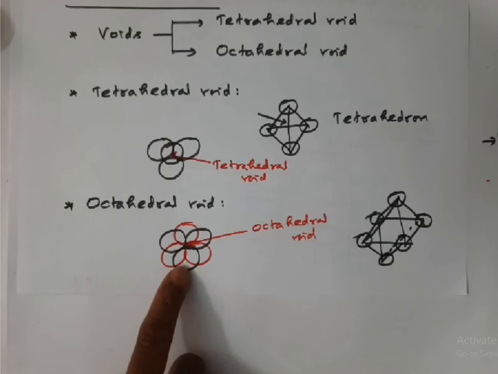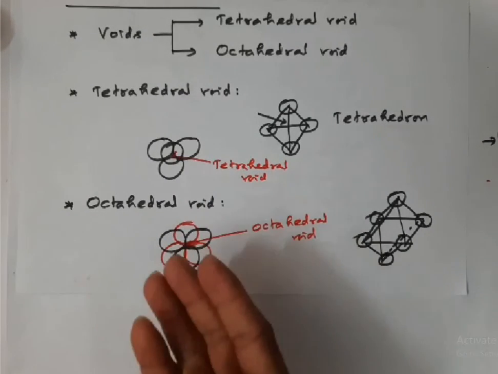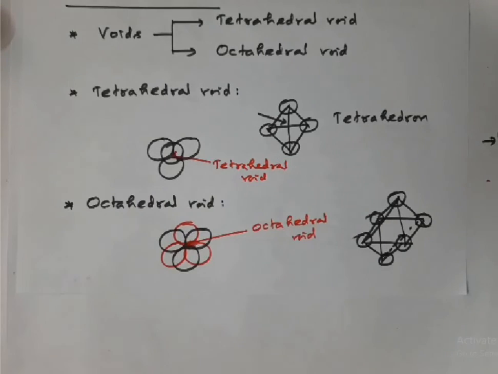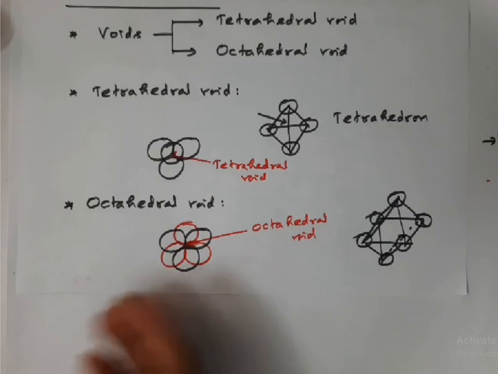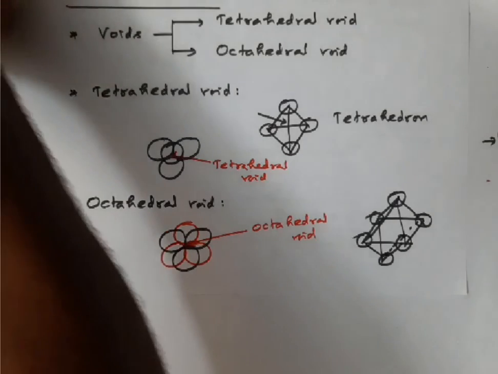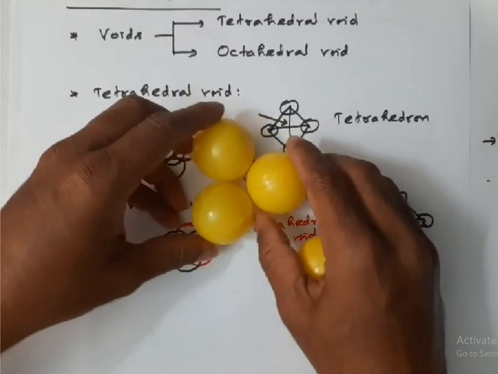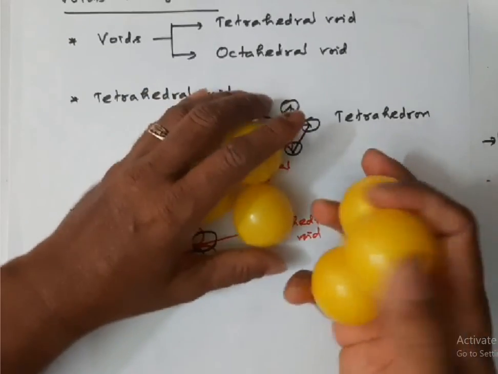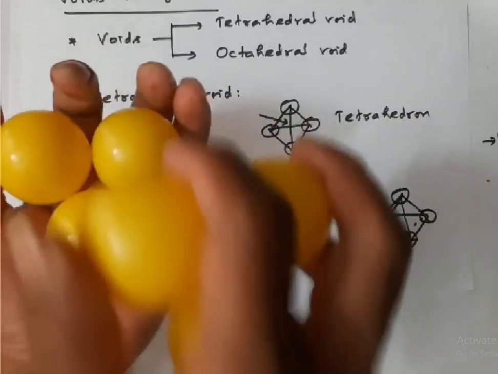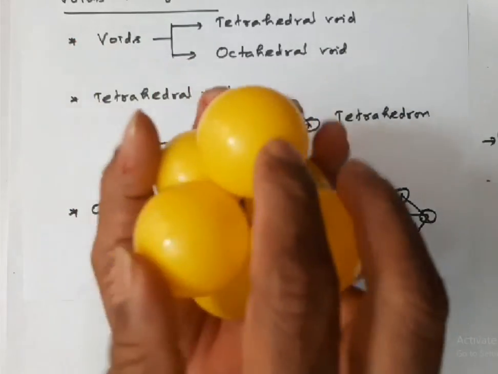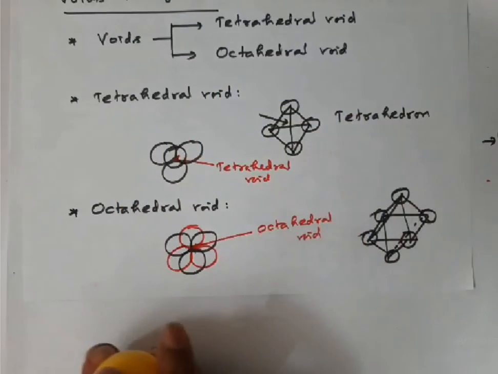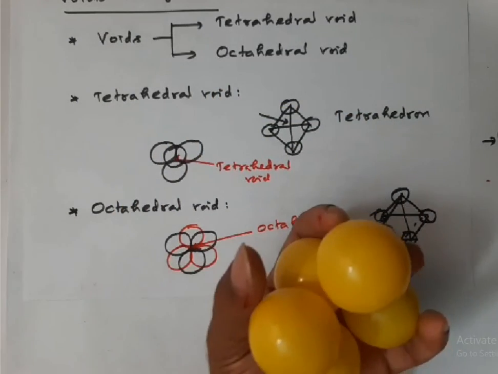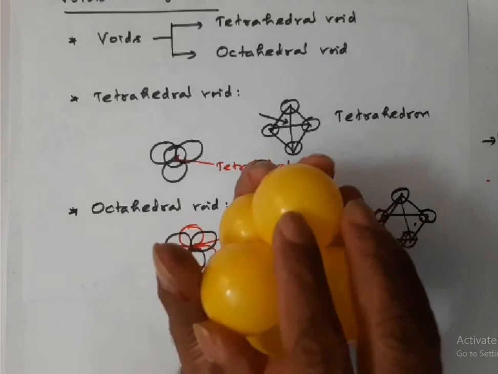If you see this structure, it doesn't convey that it is an octahedron. You cannot understand that. So for that purpose, see what I did. I took 3 balls and another 3 balls like this. You can see this structure, but you cannot get the idea of an octahedron.